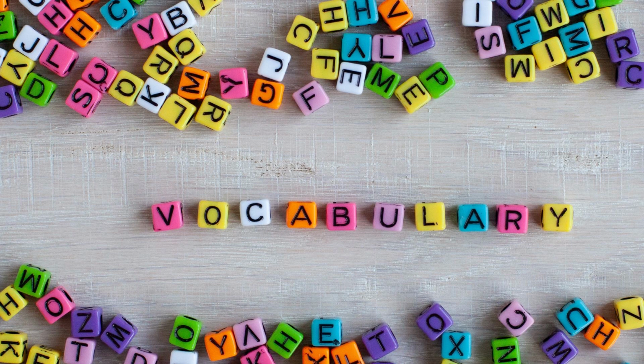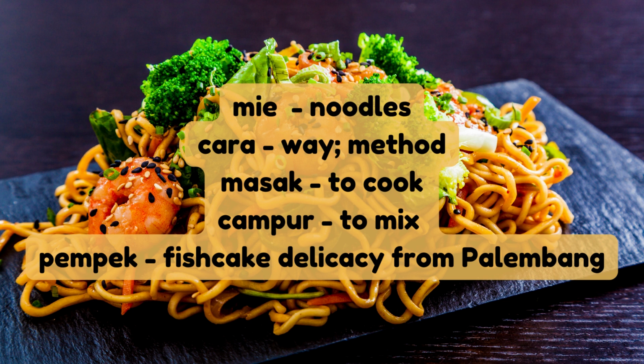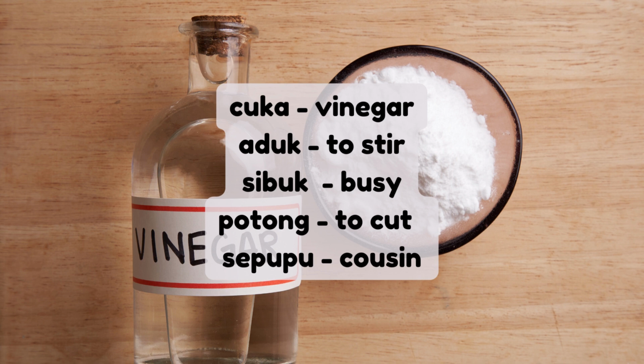Kosakata. Vocabulary. Mie, noodles. Cara, way, method. Masak, to cook. Campur, to mix. Pempek, fish cake delicacy from Palembang. Cuka, vinegar. Aduk, to stir. Sibuk, busy. Potong, to cut. Sepupu, cousin.